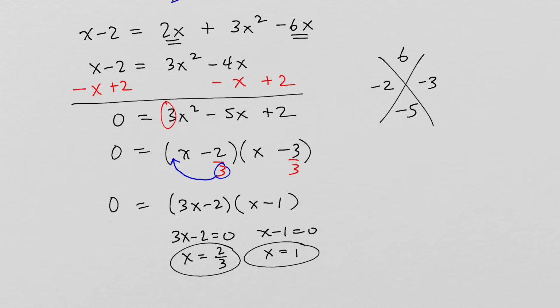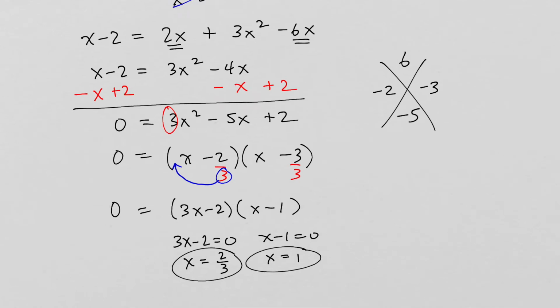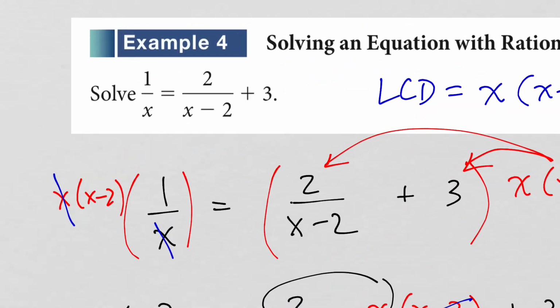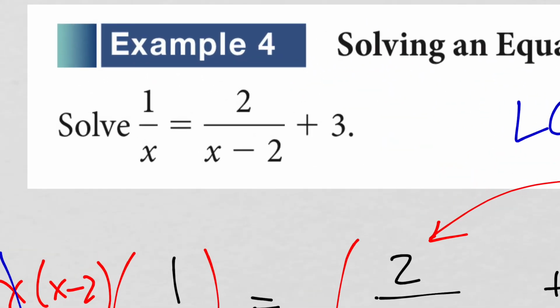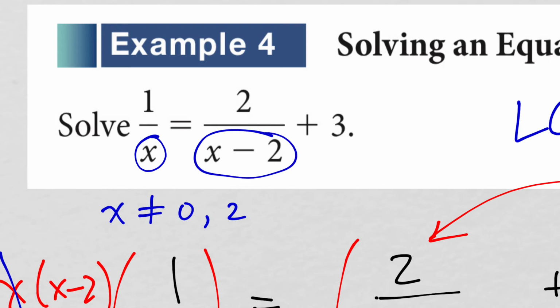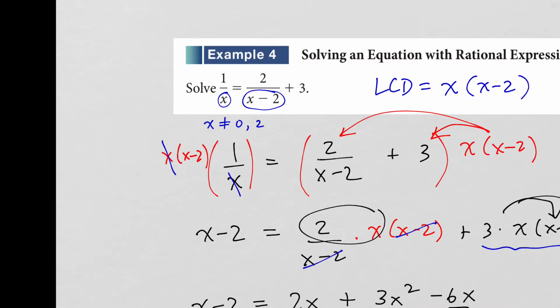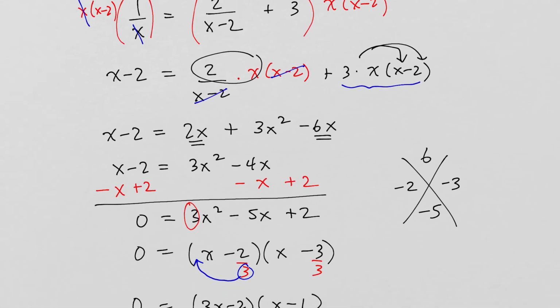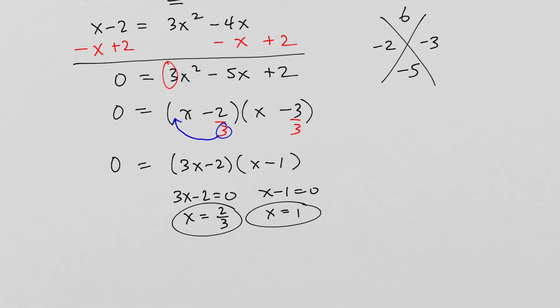And then once again, we just need to make sure that we're not dividing by 0. So if I go back to the beginning of the problem, I want you to notice that x cannot be 0 because that would make this denominator 0. And x cannot also be 2 because 2 minus 2 is 0. But we didn't get 0 or 2 for our answers, right? We got 2/3 and we got 1. So these answers check out. They're okay.